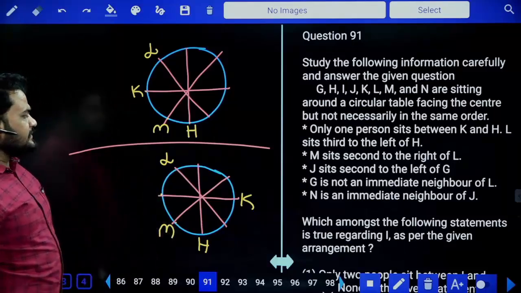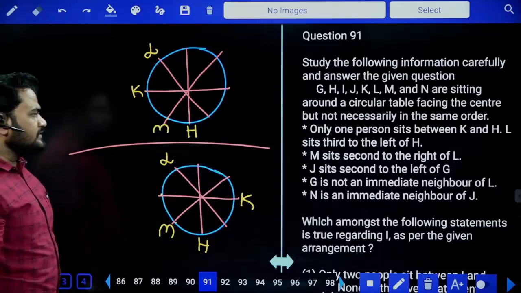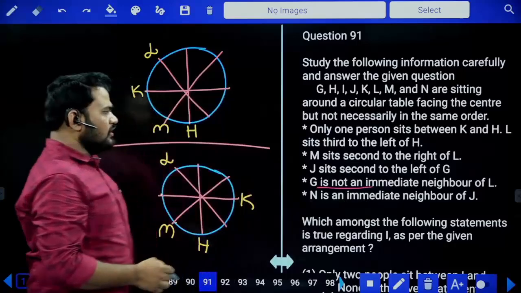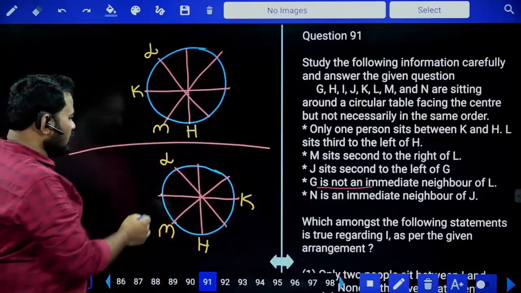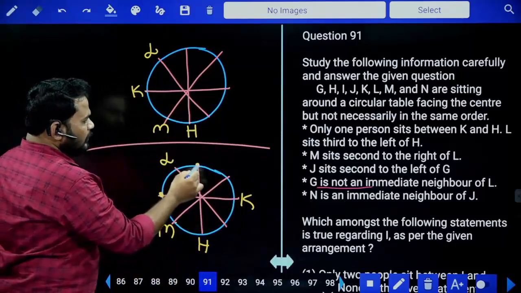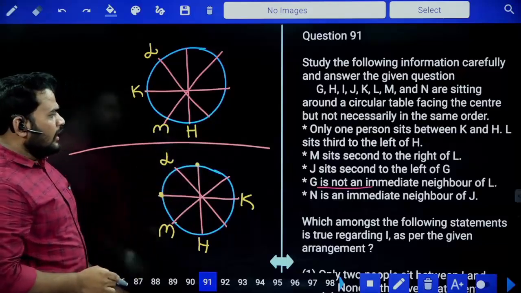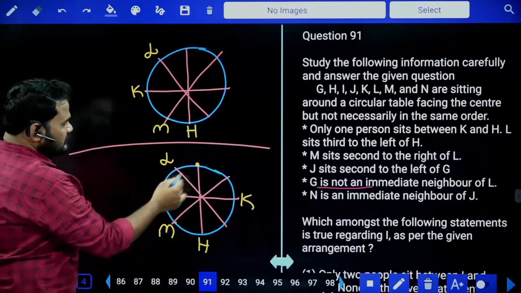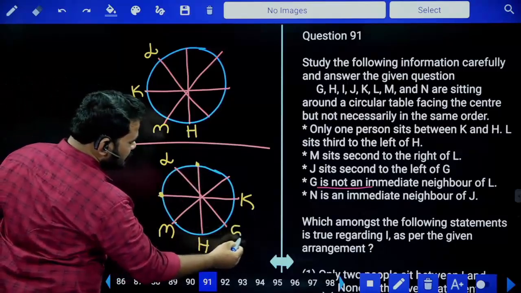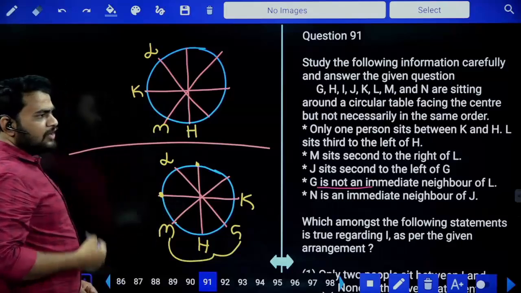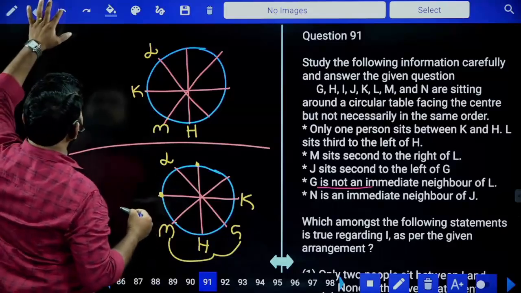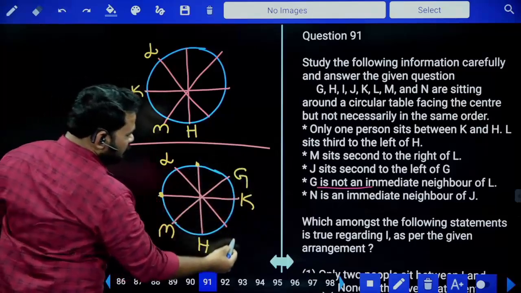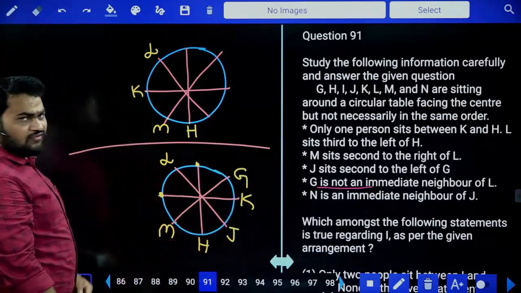Next, J sits second to the left of G. G is not an immediate neighbor of L, which means that G cannot be possible in these two positions. Wherever G is, J sits second to the left of G. If G is here, first left to second left is not vacant to fix J, which means G will be eliminated from there.